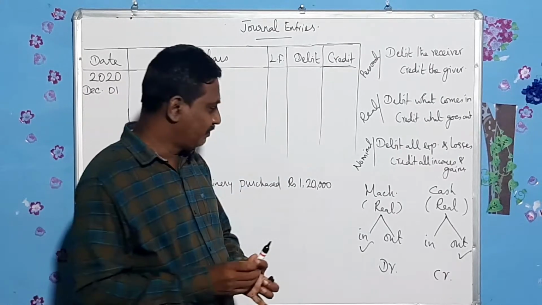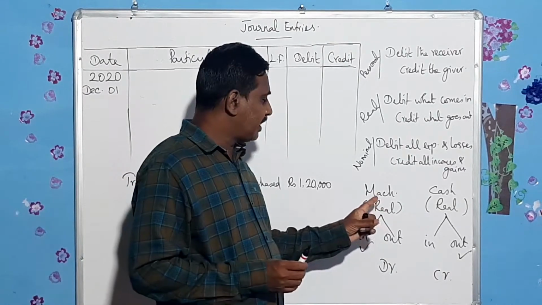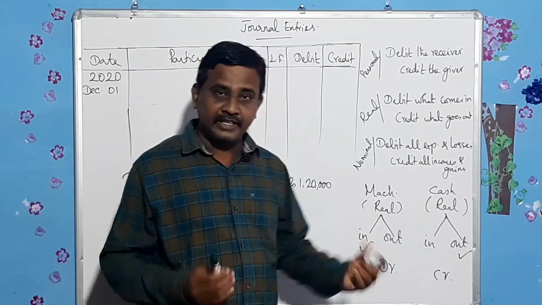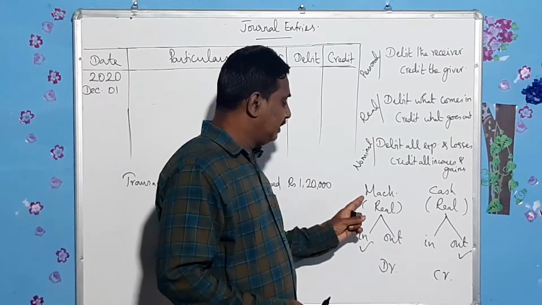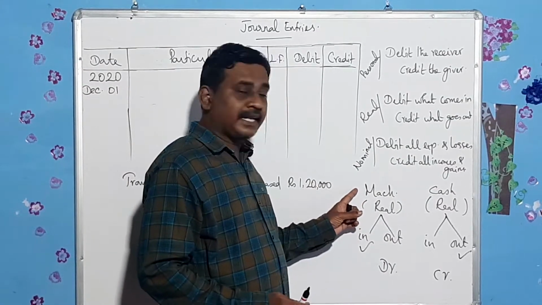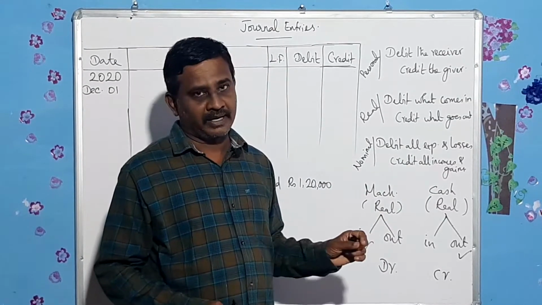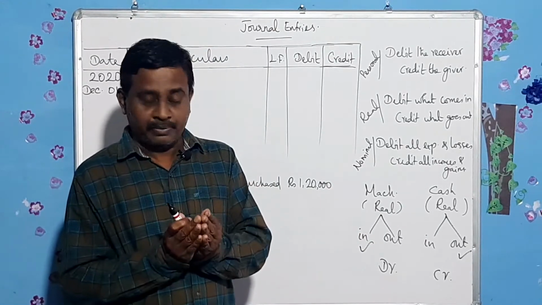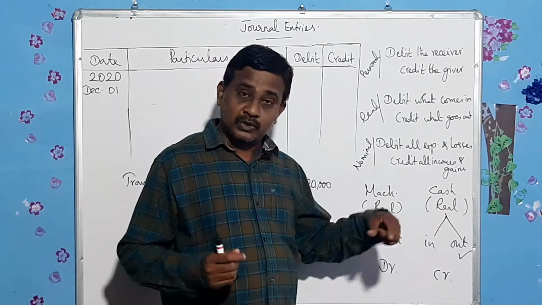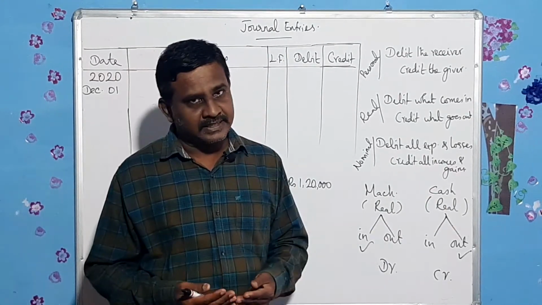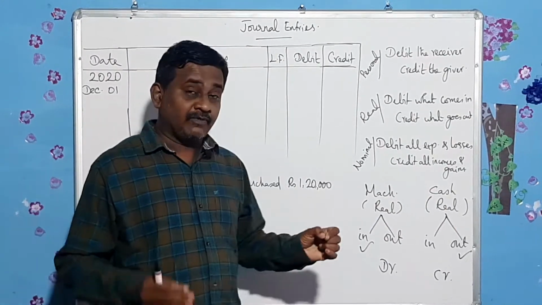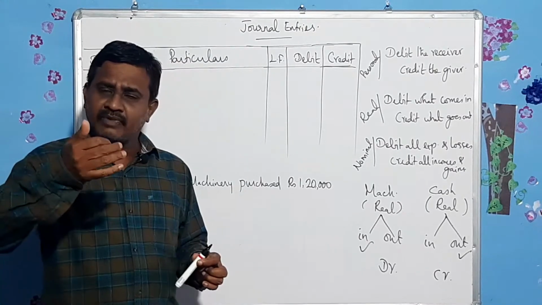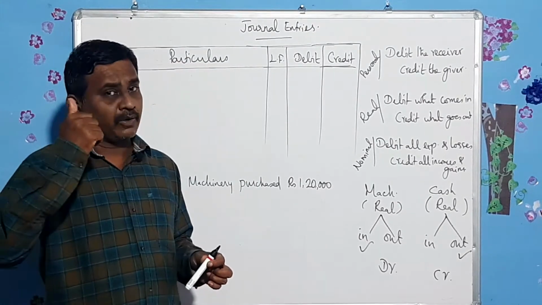First, the two accounts involved are machinery and cash. Then you have to identify whether machinery is a real account, personal account, or nominal account. Machinery is a real account. It is a thing, a property, and cash is also a real account, that is, cash is a property.